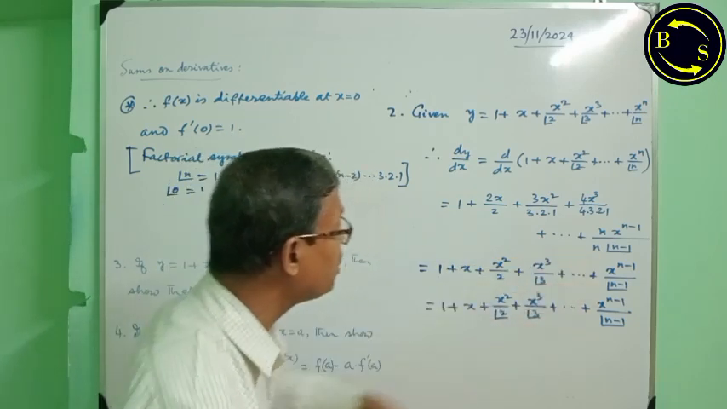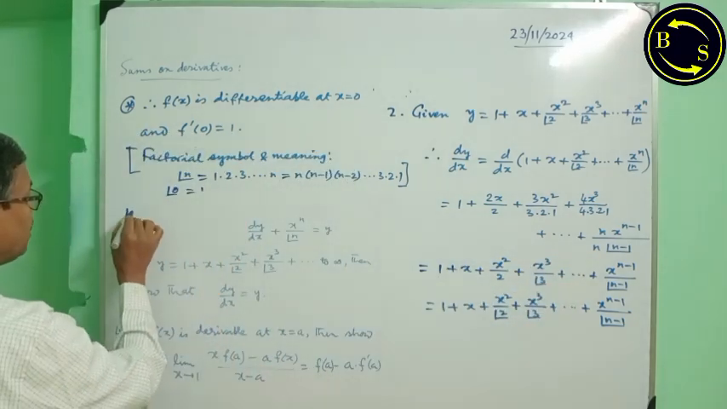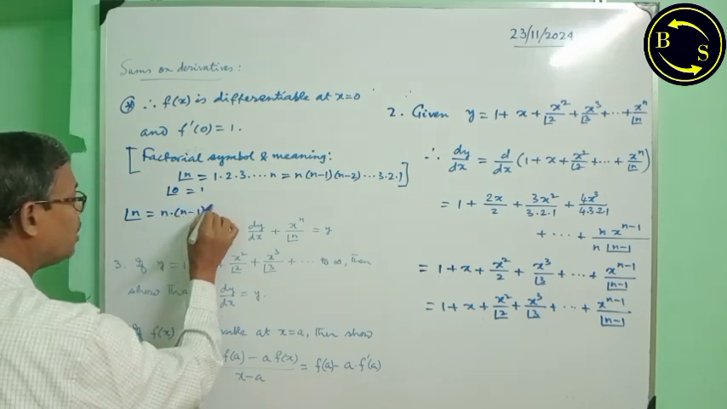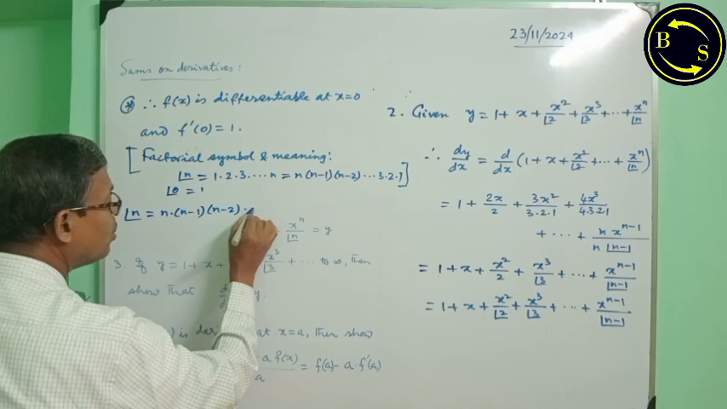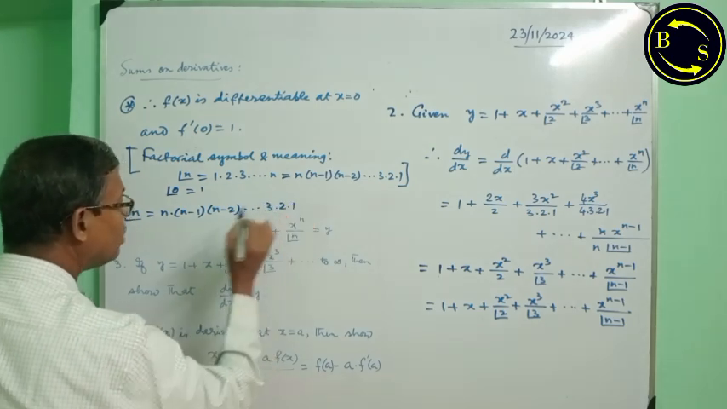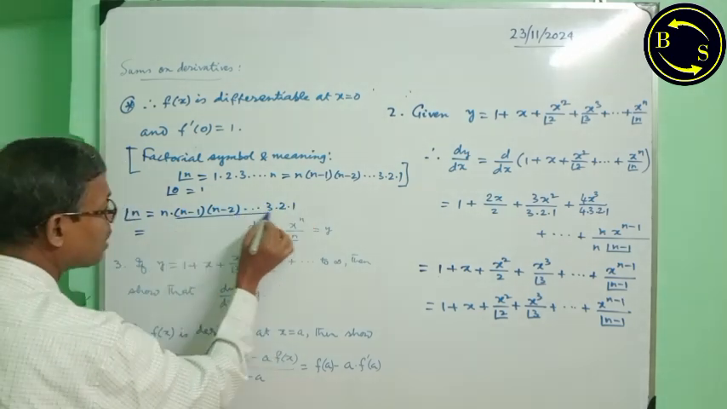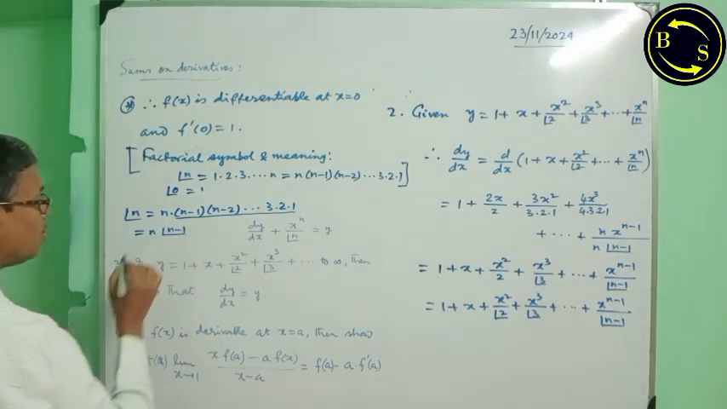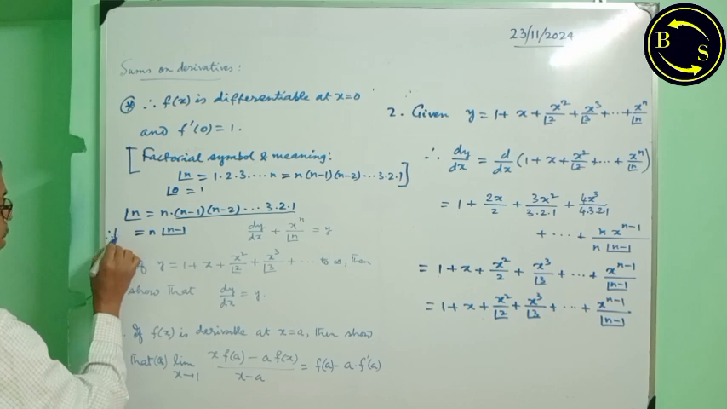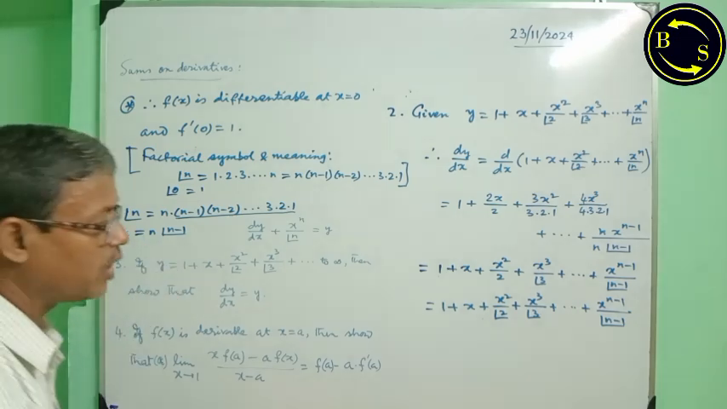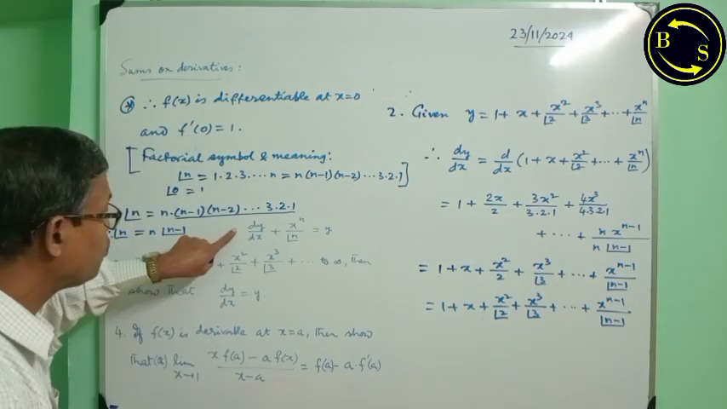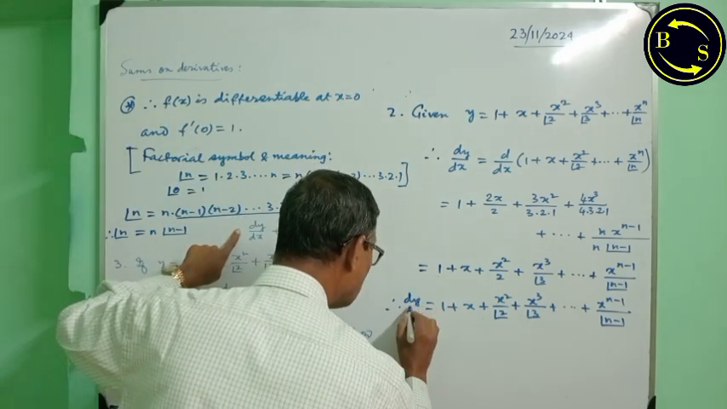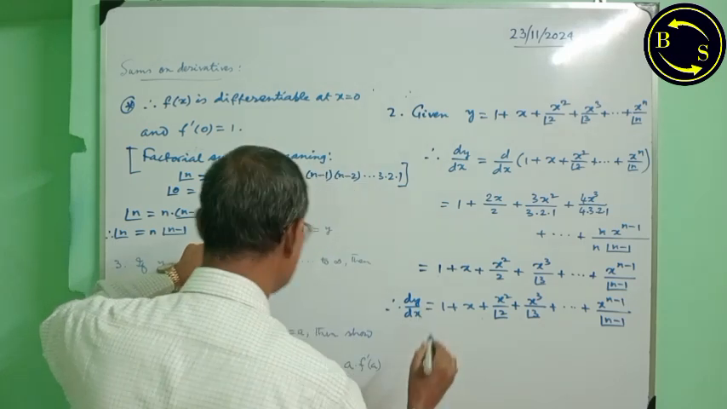Here I have used one thing, you see, factorial n is equal to n into n minus 1 into n minus 2, down to 3, 2, 1. Now, this product is nothing but factorial n minus 1. Therefore, factorial n is equal to n into factorial n minus 1. Now, to prove this result, we have got dy dx equal to this one.